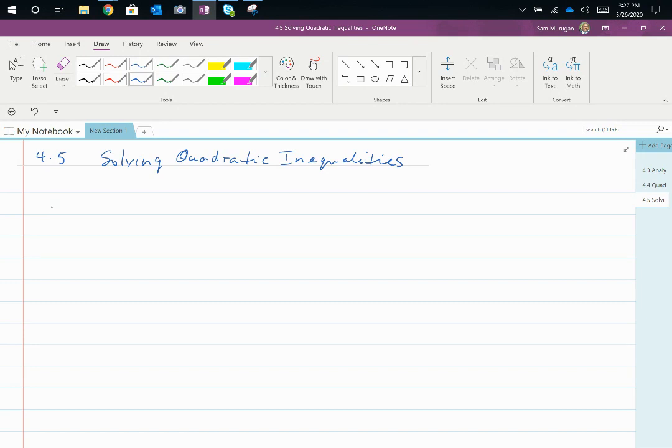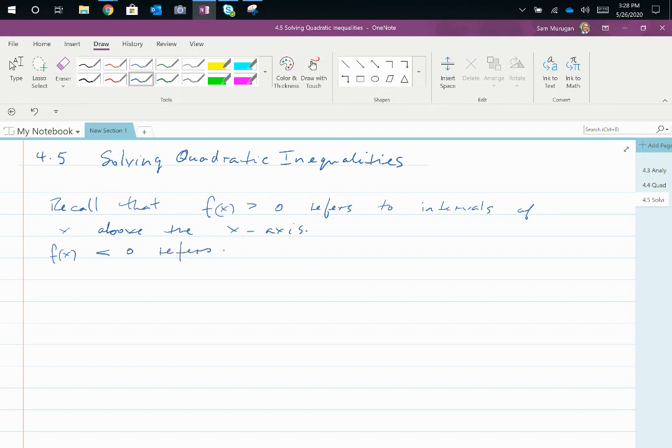First, recall that f of x greater than 0 refers to intervals of x above the x-axis. F of x less than 0 refers to intervals of x below the x-axis.